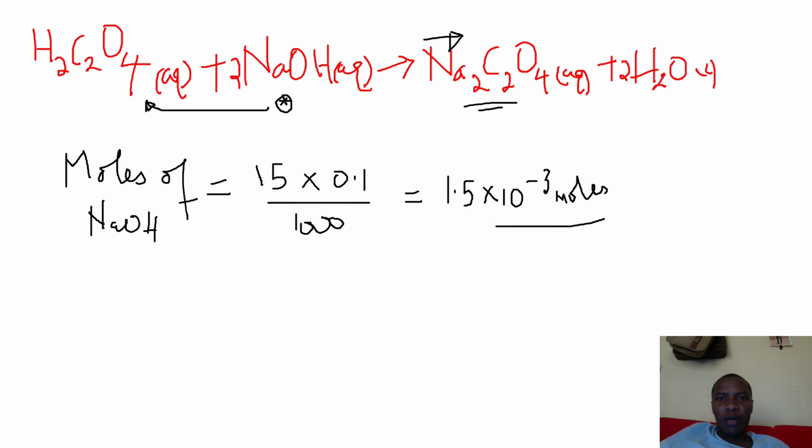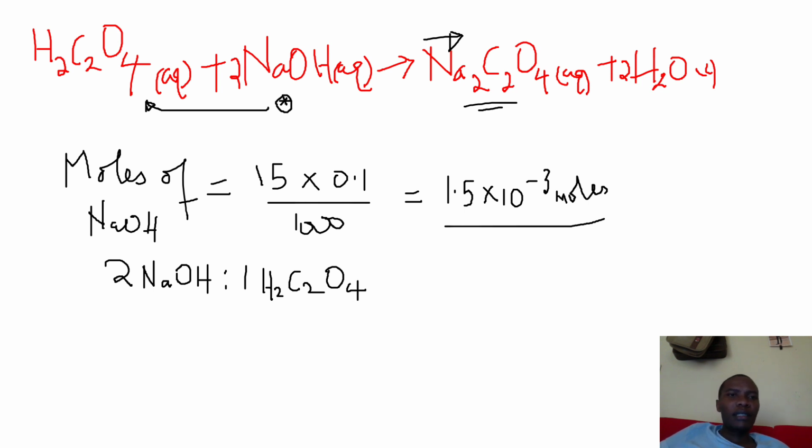That's number 1. Then you compare and you say that actually it is 2 moles of sodium hydroxide, we know very well, react with, of course, 1 mole of oxalic acid, C2O4. So it means that if that is the case, then the oxalic acid required in this particular case is going to be a half.